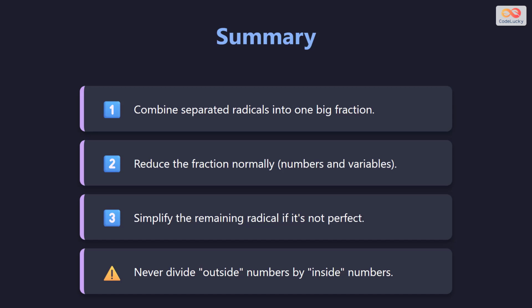To recap, 1. Combine your separate radicals into one fraction. 2. Reduce that fraction as much as you can. 3. Simplify the remaining radical. And always remember, never cross the line between numbers outside and inside the radical.